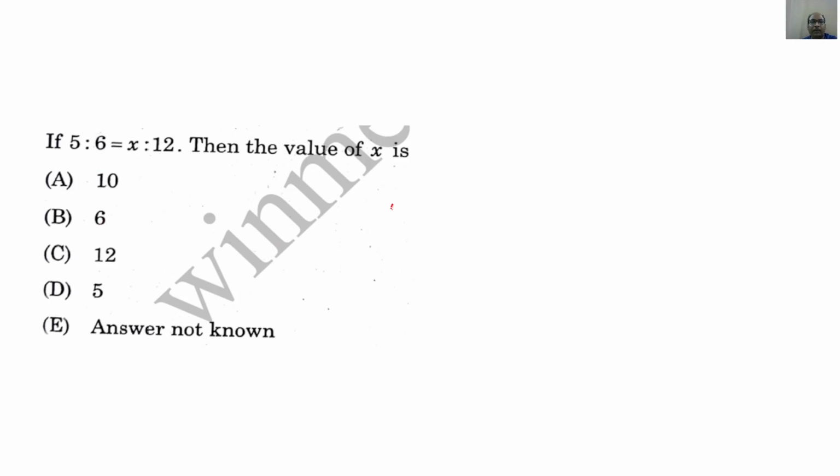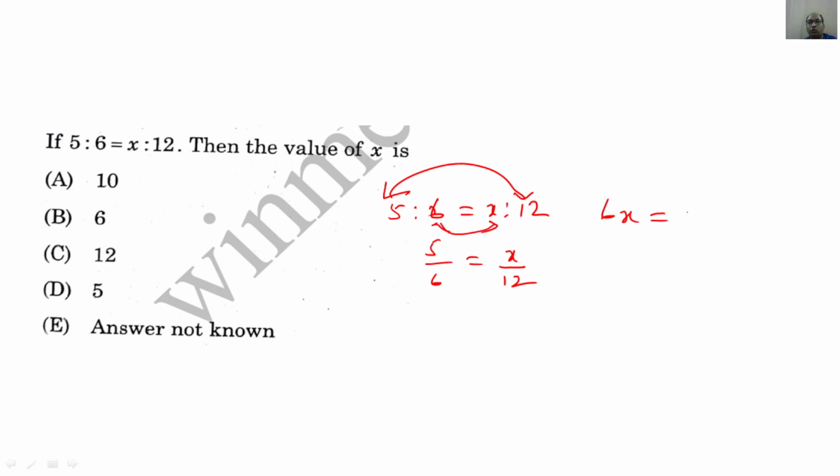Right. If 5 is to 6 is equal to x is to 12. Now we need to find out x. So this is also very easy. We know that 5 is to 6 means 5 by 6 is equal to x by 12. We can write like this. Or you can, product of extremes is equal to product of means, that is called. Means 6x is equal to 12 into 5, that is 60. So 6 2 are 12 and x is equal to 10. Here also we can cancel this one. So x is equal to 5 into 2, 10. So this 10 is the answer.